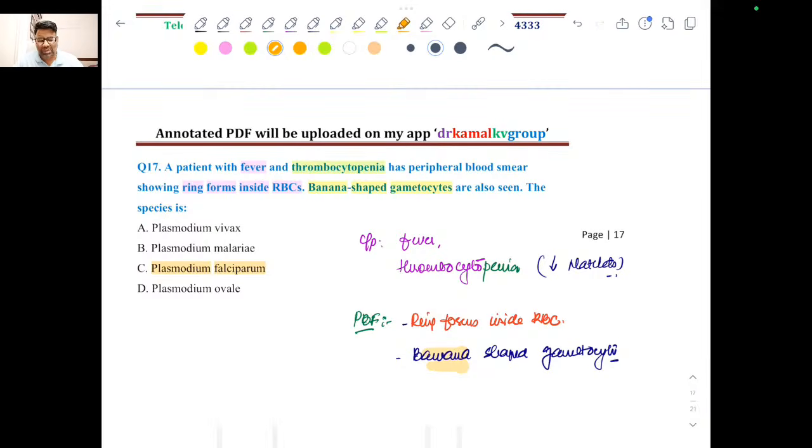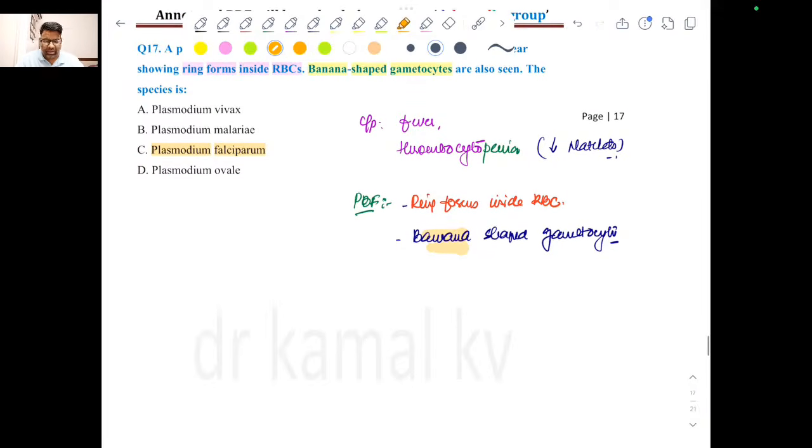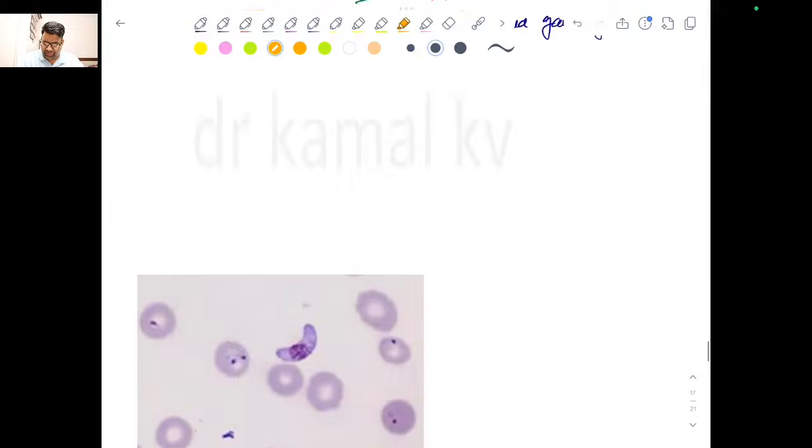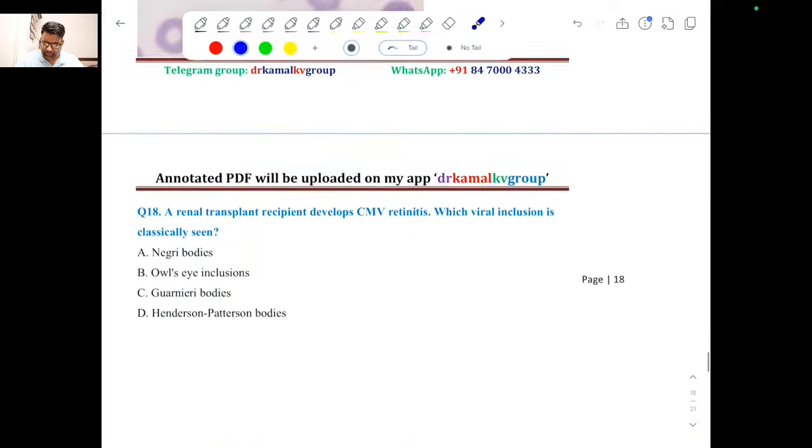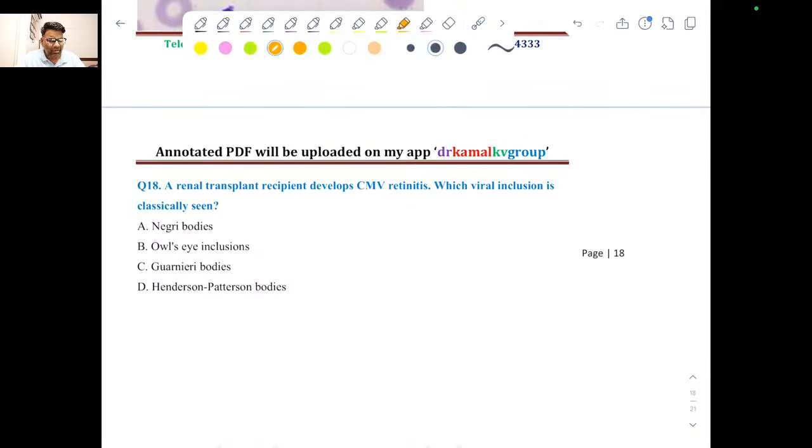right? So this question has been asked many number of times. Please read nicely about Plasmodium falciparum. So this is how you can see the banana shaped gametocyte. Next question, again repeated many times in FMG especially. A renal transplant recipient developed cytomegalovirus retinitis.